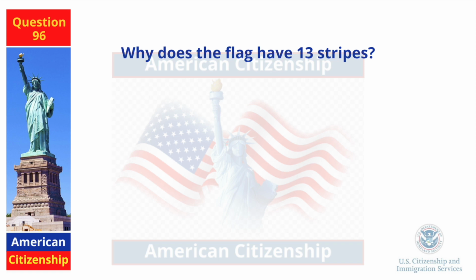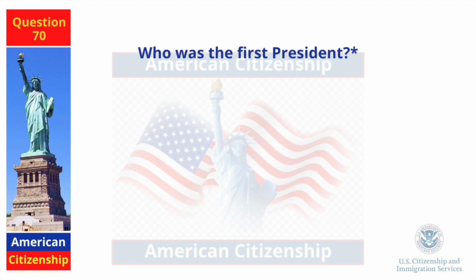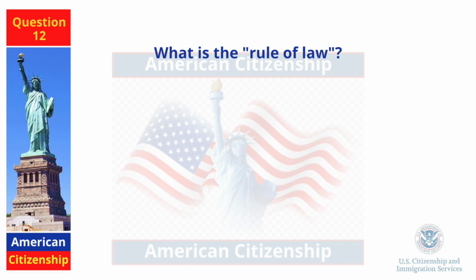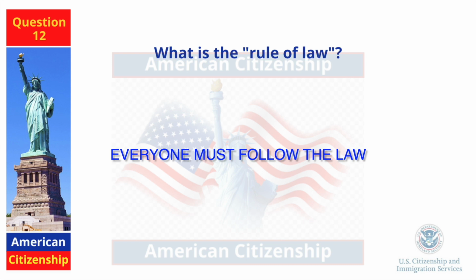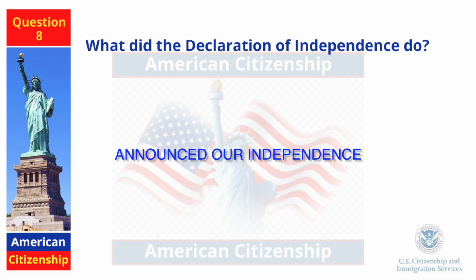Why does the flag have 13 stripes? Because there were 13 original colonies. Who was the first president? George Washington. What is the rule of law? Everyone must follow the law. What did the Declaration of Independence do? Announced our independence.